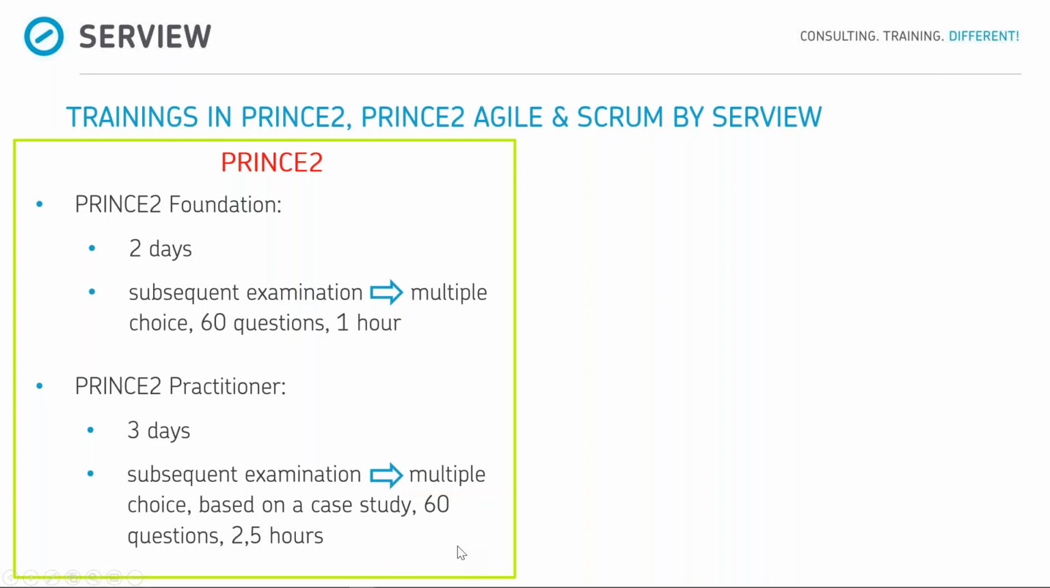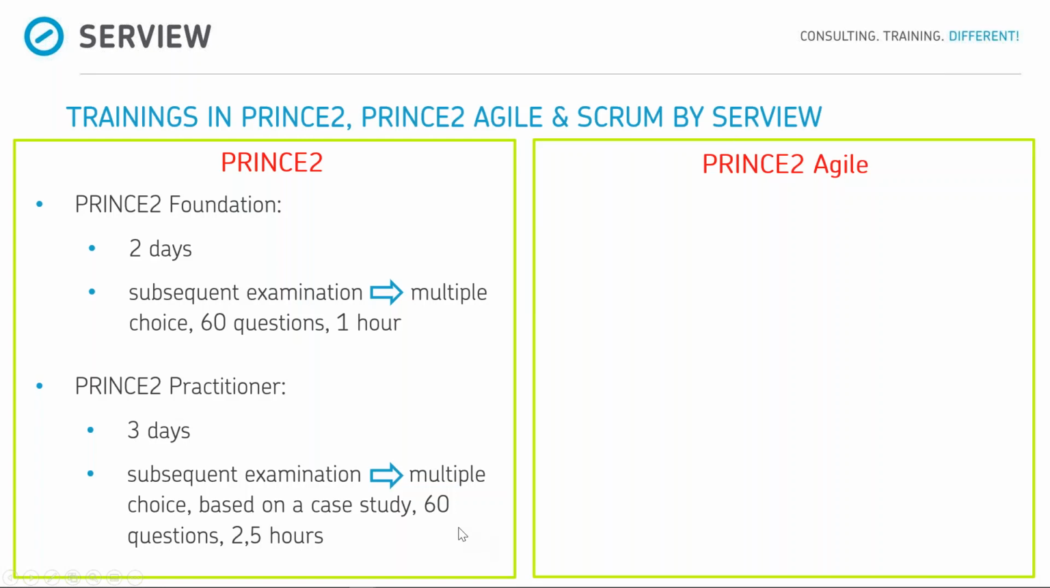This is a multiple choice exam based on a case study as well. And it's 60 questions, 2.5 hours. And you'll be needing the book here, which is why you can take it into the exam as well. So it's a book-based case study exam.